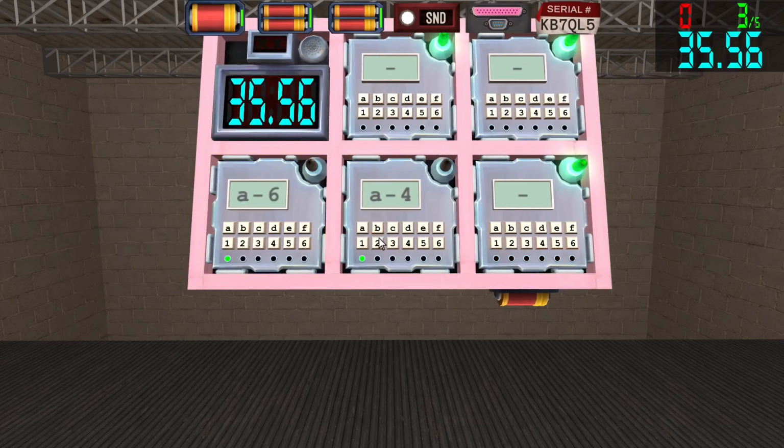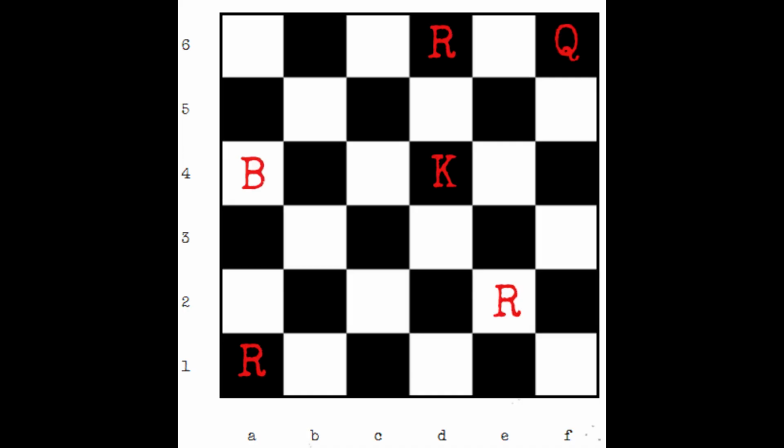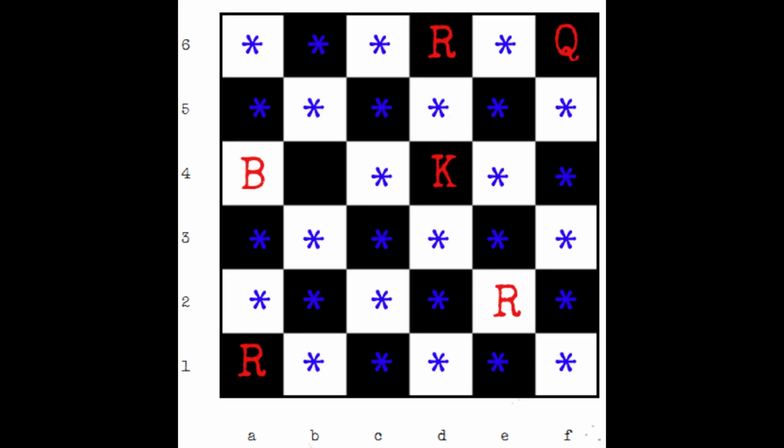Now we have A4, E2, D4, A1, D6, and F5. A1 is a rook, D6 is a rook, A4 is a bishop, E2 is another rook, D4 is a king, and F5 is a queen. The open spot is B4.